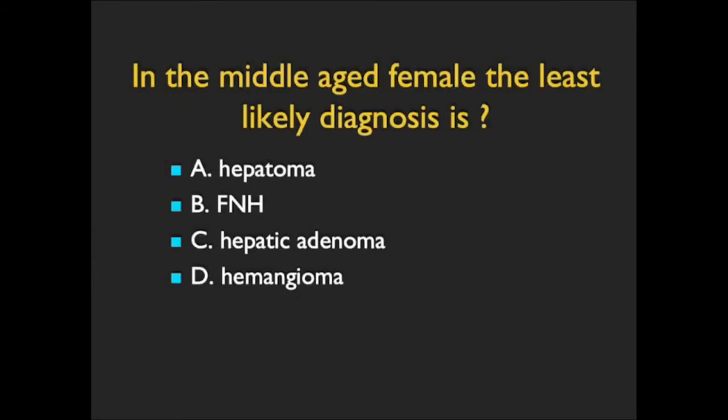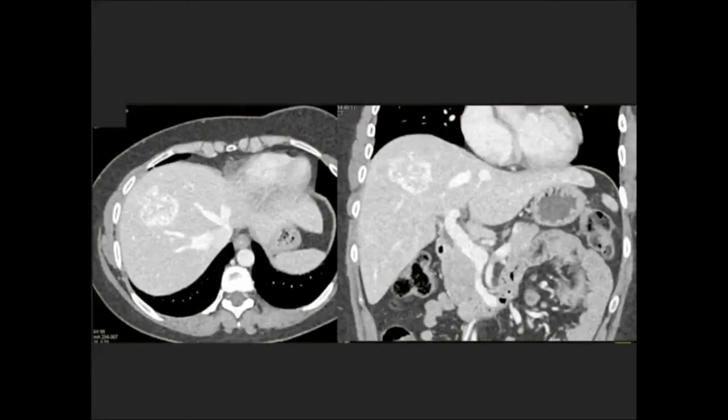This is a middle-aged female, and this was an incidental finding. What's the best diagnosis? Or first, what's the least likely diagnosis? Well, you see a vascular lesion, and it's vascular throughout. Could this be a hepatoma? The answer is possible, though the patient doesn't have a cirrhotic liver.